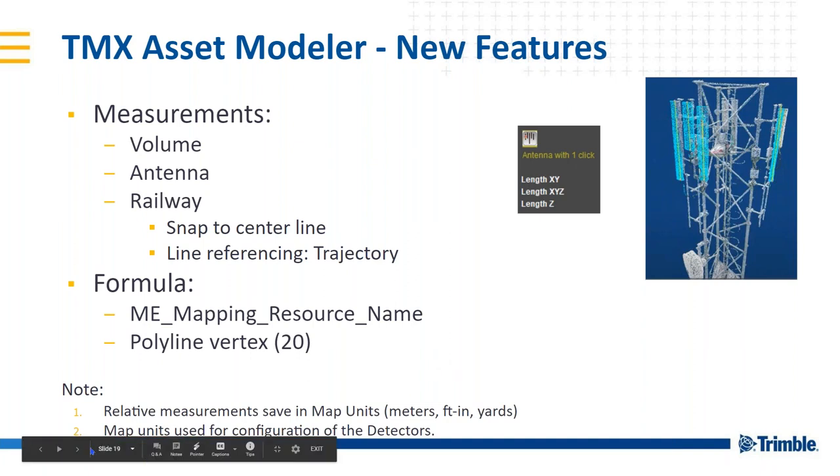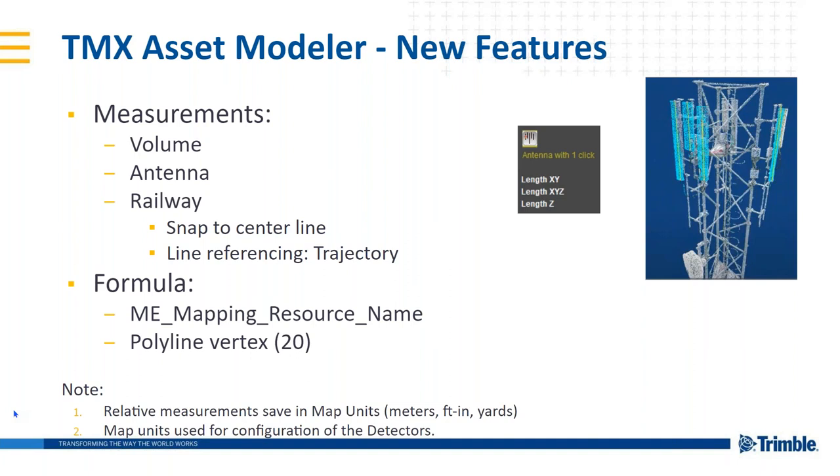In addition to that, we have some changes to the formulas and new things as well. We have now a new formula that would let you save the mobile mapping run name as an attribute. Could be handy if you're working with lots of runs and you don't know from which run a specific feature came from. So that's one formula.